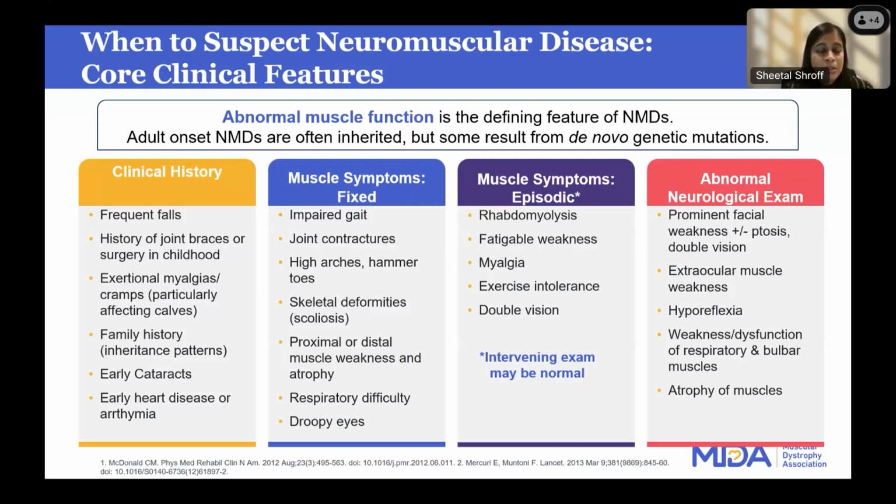And bulbar muscles, that's the muscles of speech and swallowing, can be involved, and then they can have impairment in speech, slurring speech, or choking when they swallow. And then atrophy of muscles, as I said, a reduced bulk of the muscle itself. Next slide, please.